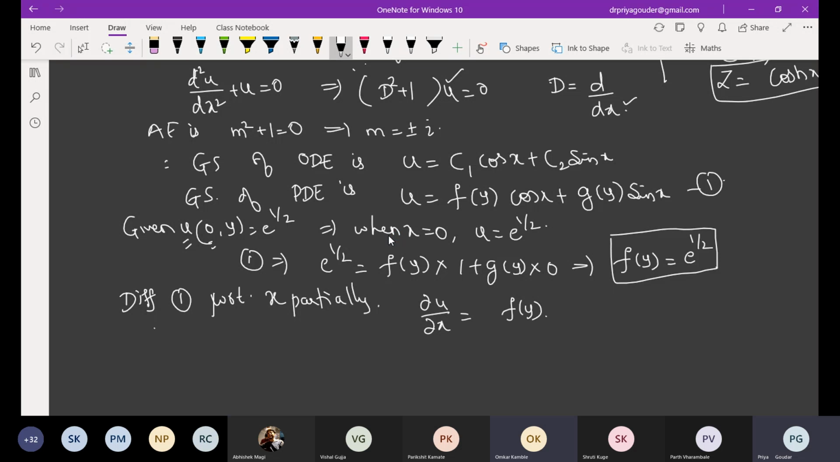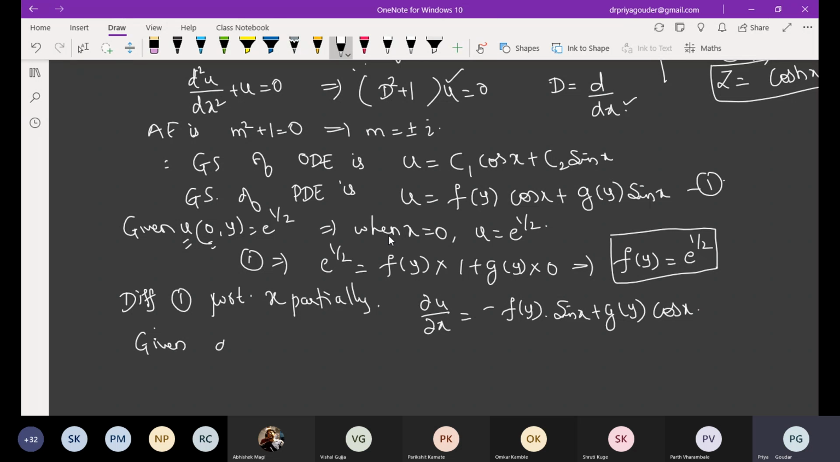Direct, because x means y is constant. So f of y is constant. What is the derivative of cos x? Minus sin x, plus g of y. What is the derivative of sin x? Cos x. Done.